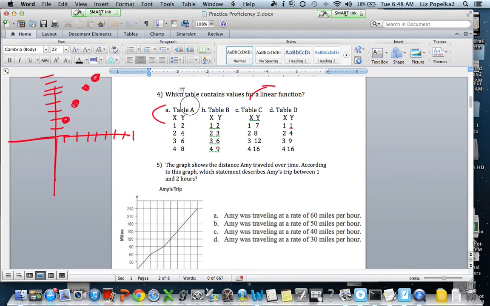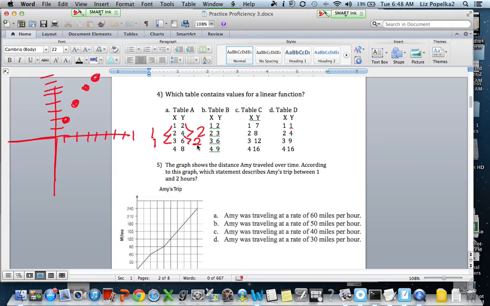What if I don't want to graph it? Remember, there is a shortcut. And what you can do is look at your rate of change. So let's look and see how my y value is going up. 2 over 4, that's going up by 2. This is going up by 1. So this rate of change is 2 over 1, because remember, it's your change in y over your change in x. This one is going up by 2 over 1.